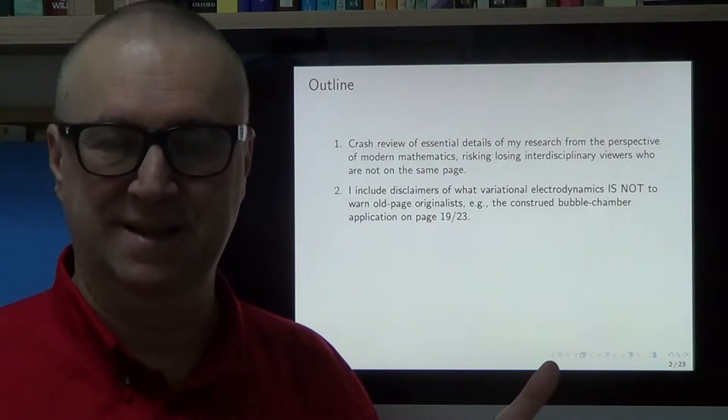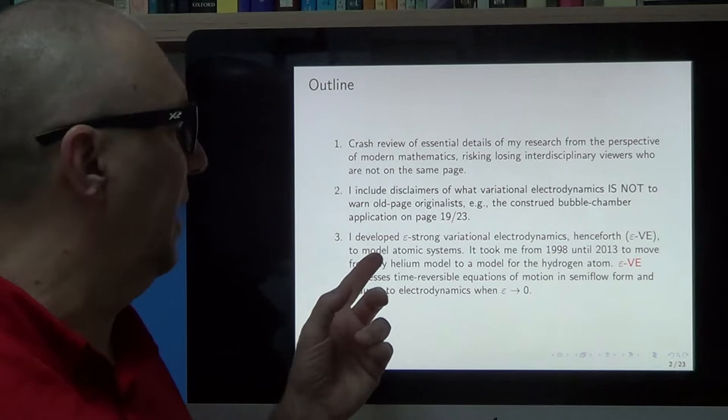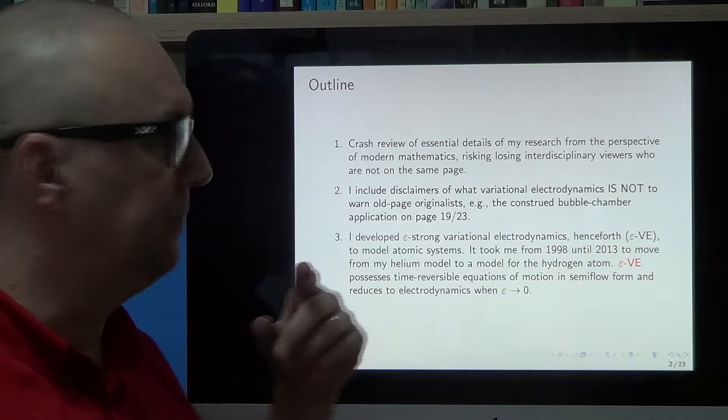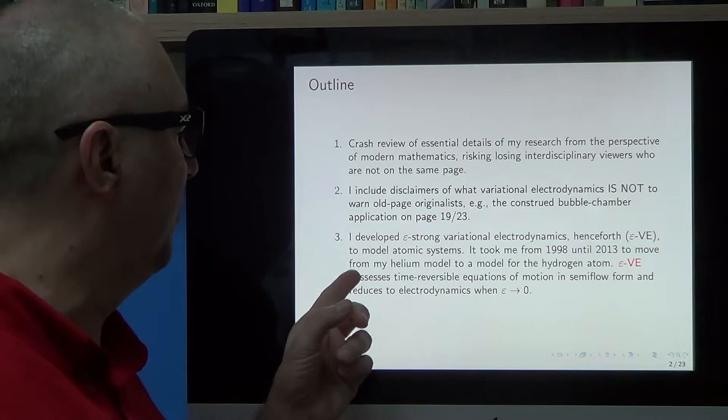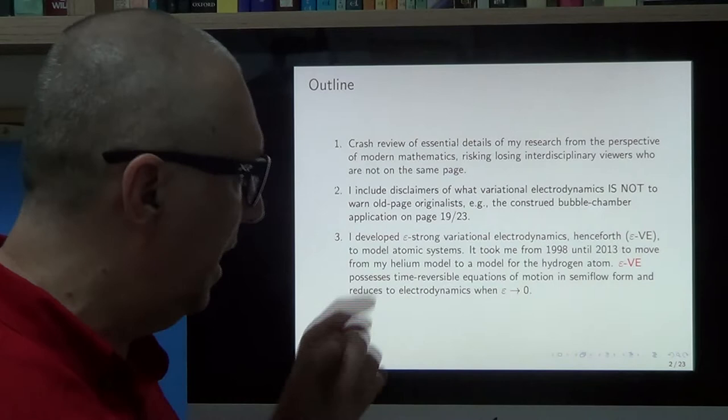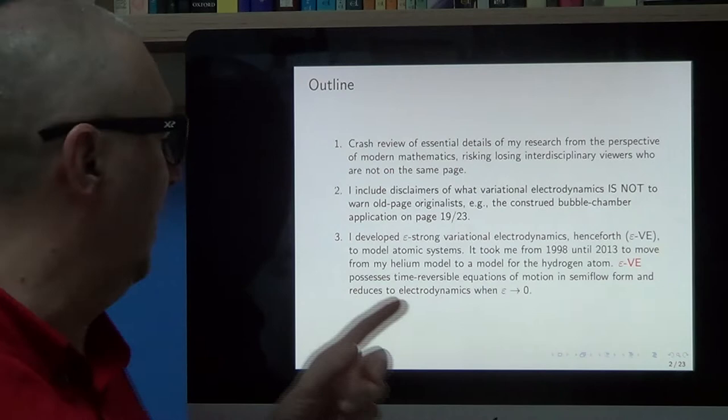I developed epsilon-strong variational electrodynamics, henceforth called epsilon VE, to model atomic systems. It took me from 1998 until 2013 to move from my helium model to a model for the hydrogen atom. Epsilon VE possesses time-reversible equations of motion in semi-flow form and reduces to electrodynamics when epsilon goes to zero.